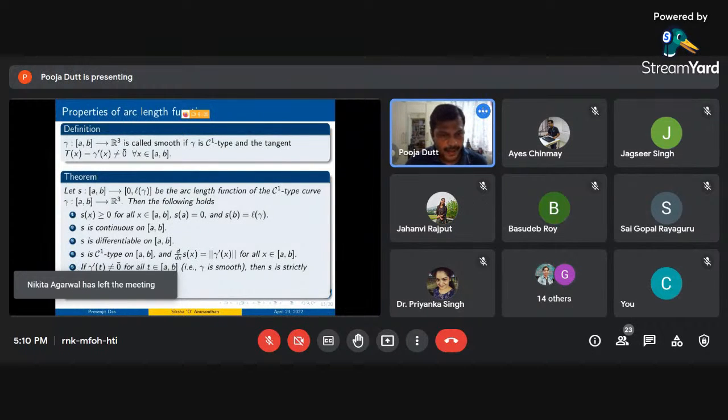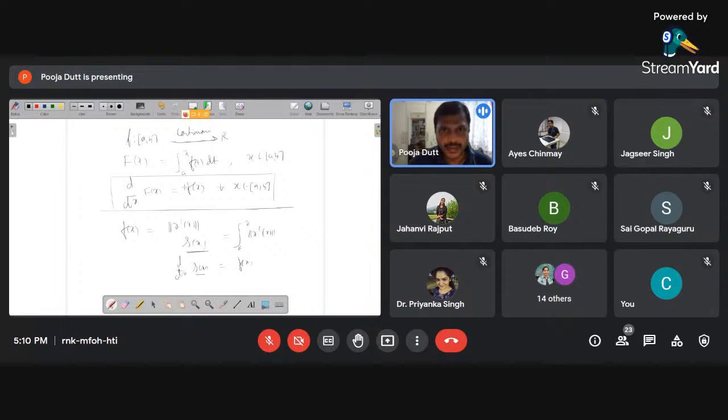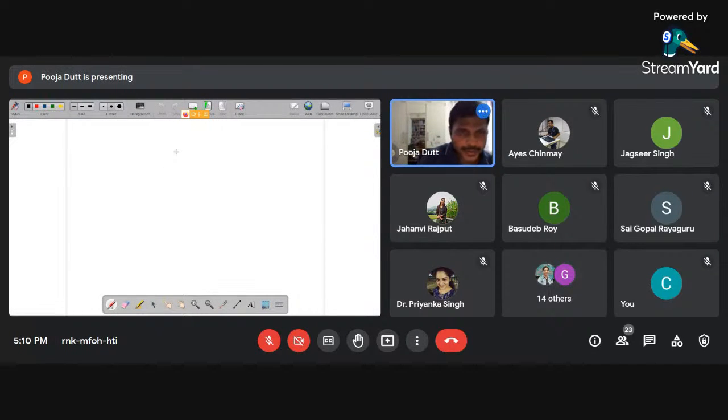Now, if you assume the curve gamma is smooth, meaning gamma prime t is never 0, then S is strictly increasing. One can say it very easily using a picture. It is like from the interval A to B. At A, you are drawing the curve S. It is very clear that S of A is 0. So here this is your S of A, 0.